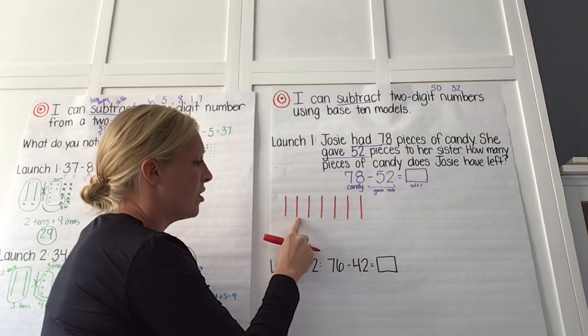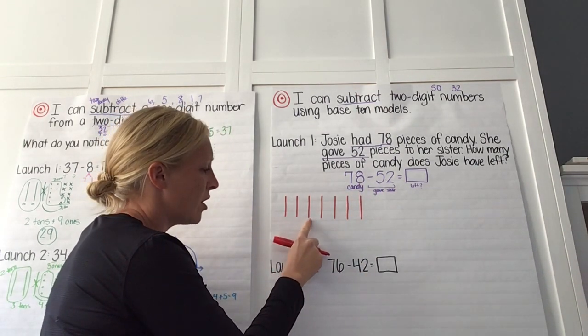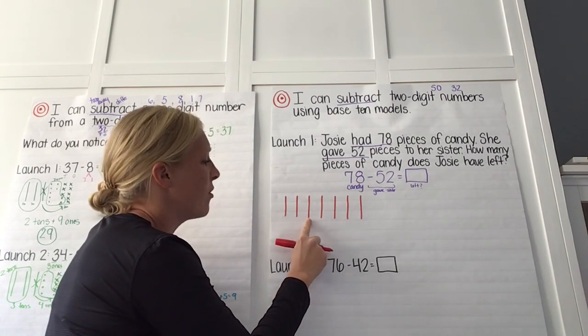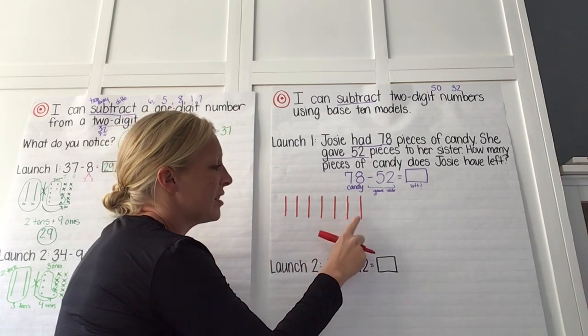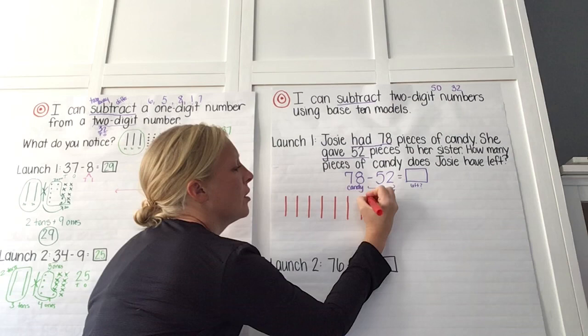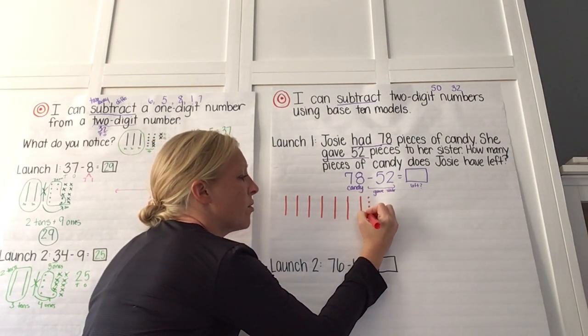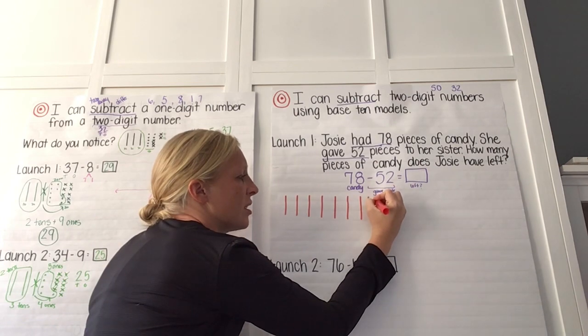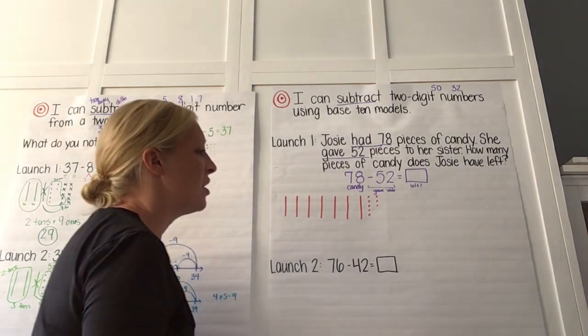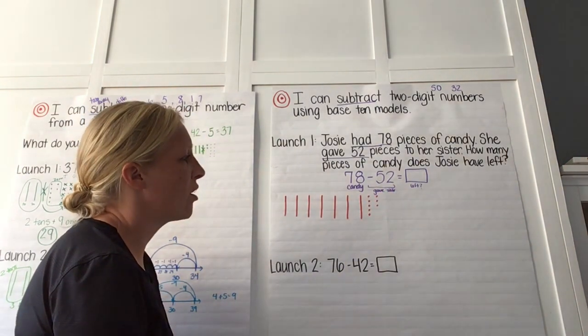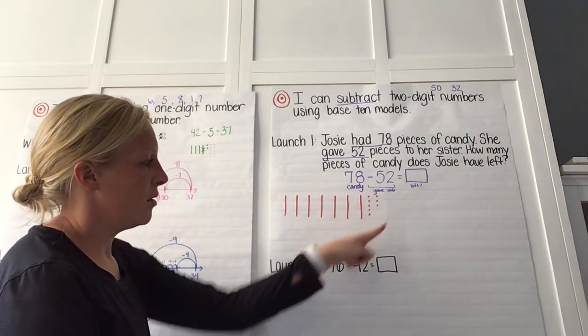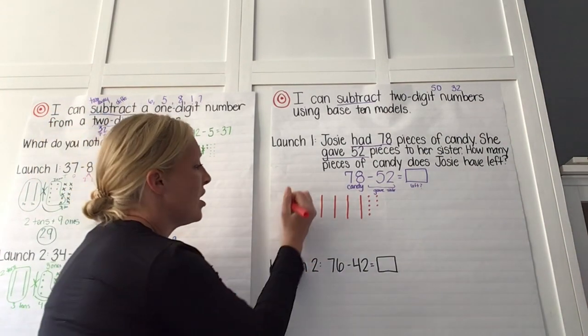$70, $10, let's double check it. $10, $20, $30. Thank you for counting with me. $40, $50, $60, $70, and then what did you do? $71, $72, $73, $74, $75, $76, $77, $78. Okay, and what is that in our story? 78 candies that she had.